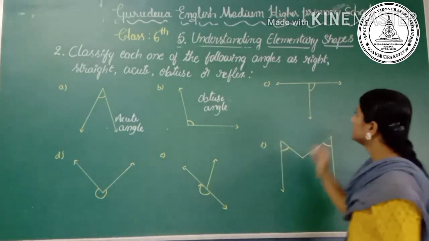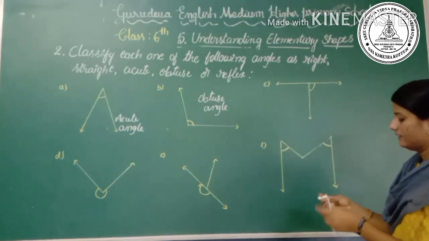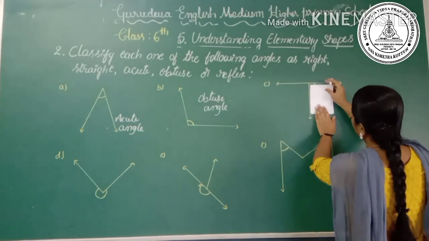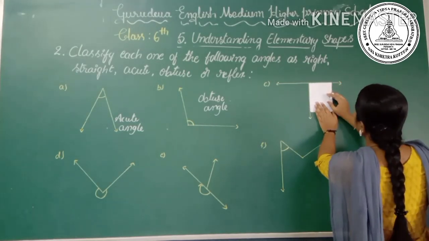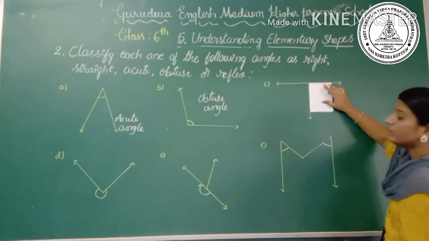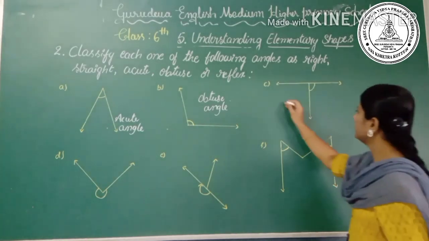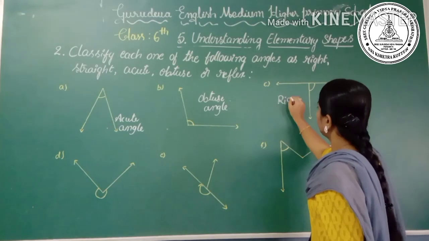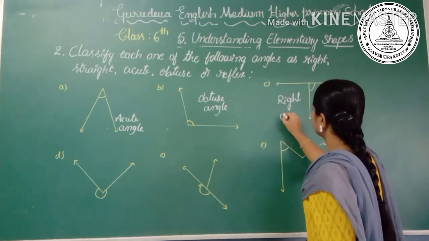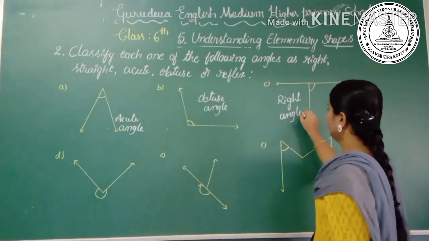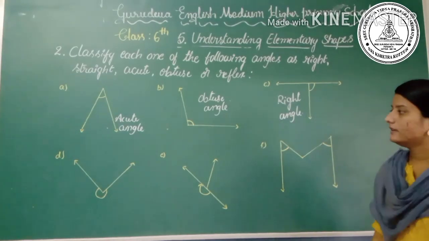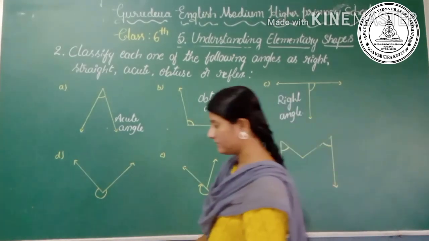Okay, then the third one. Match here, base with the base. The given angle is a right angle. Okay, it's right here. The given angle is a right angle.